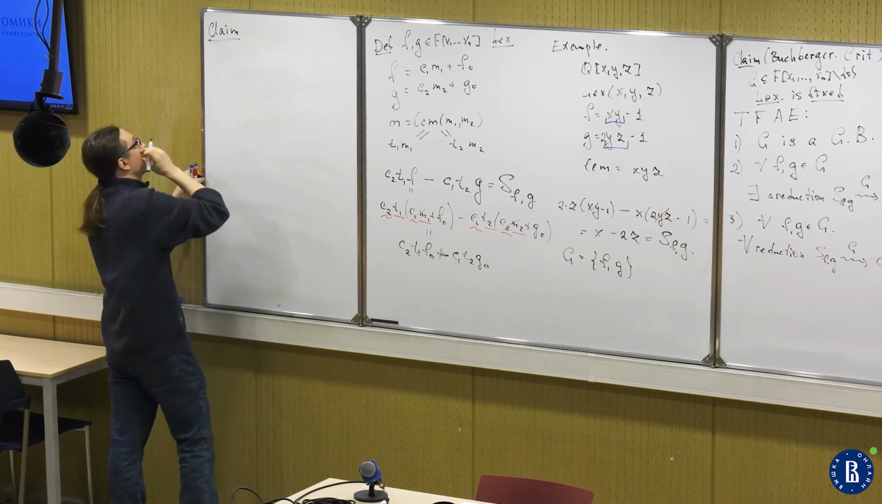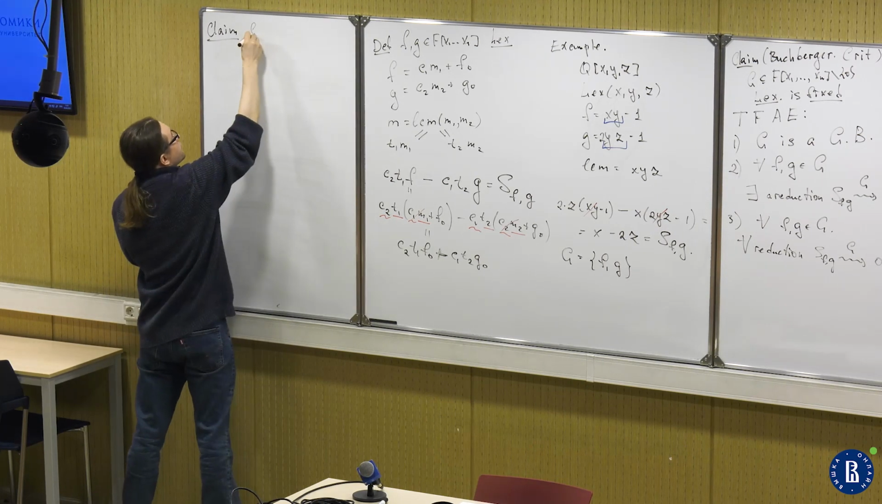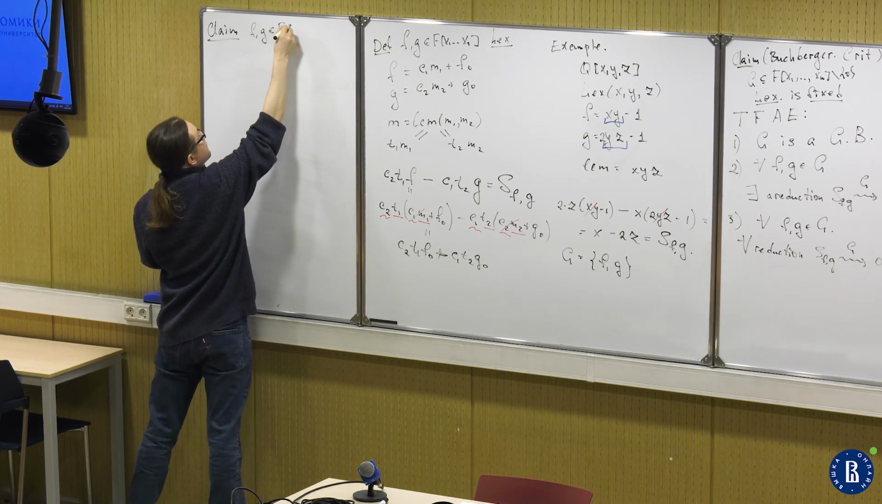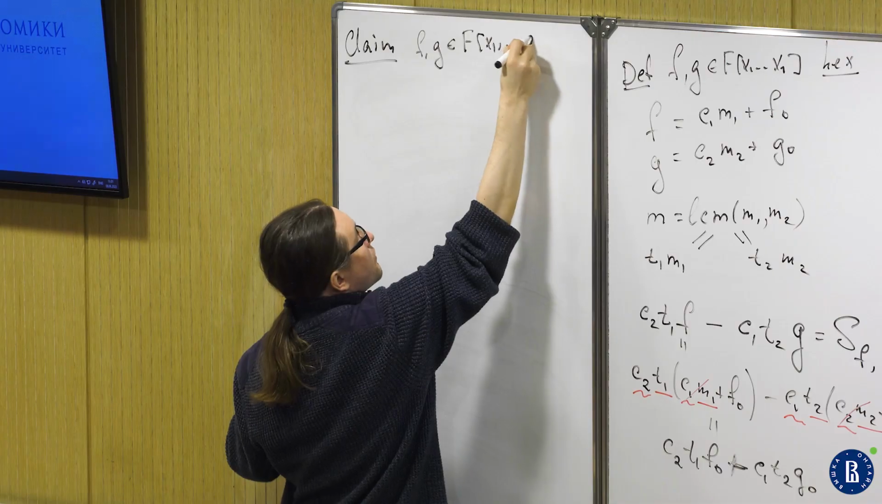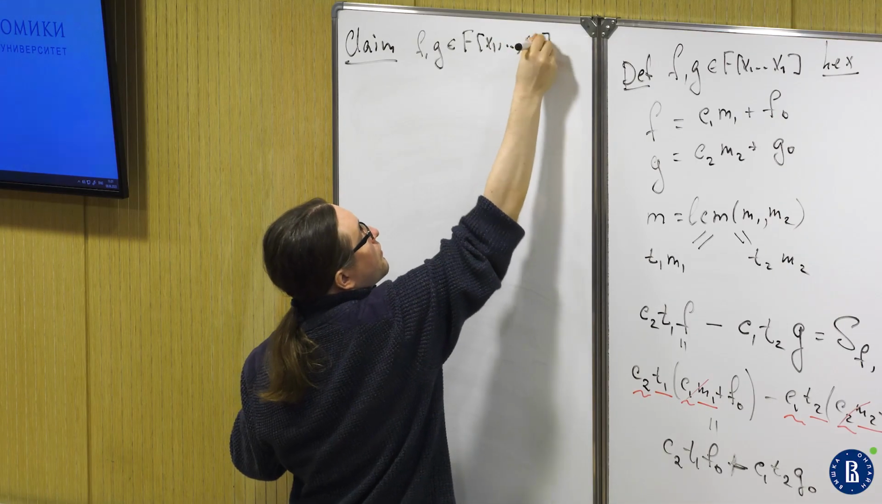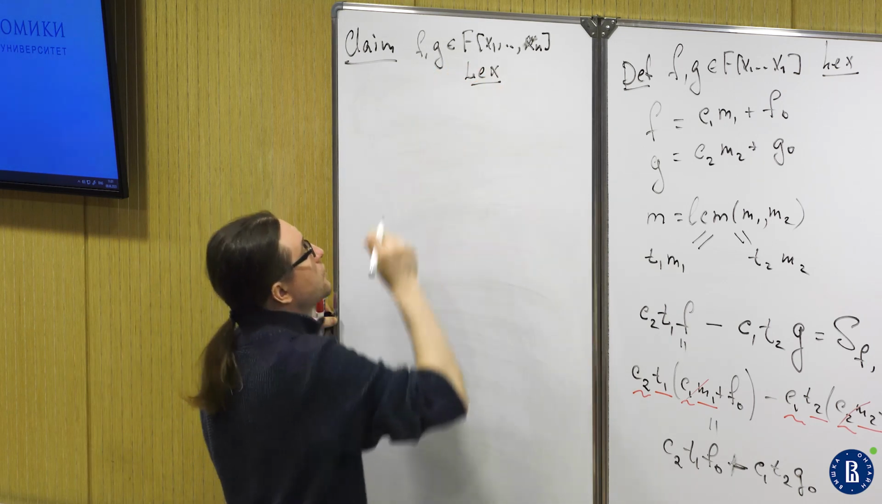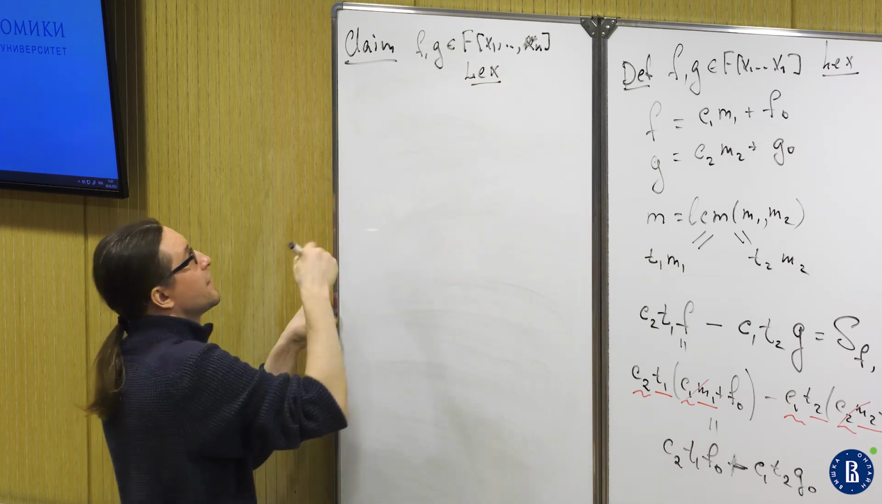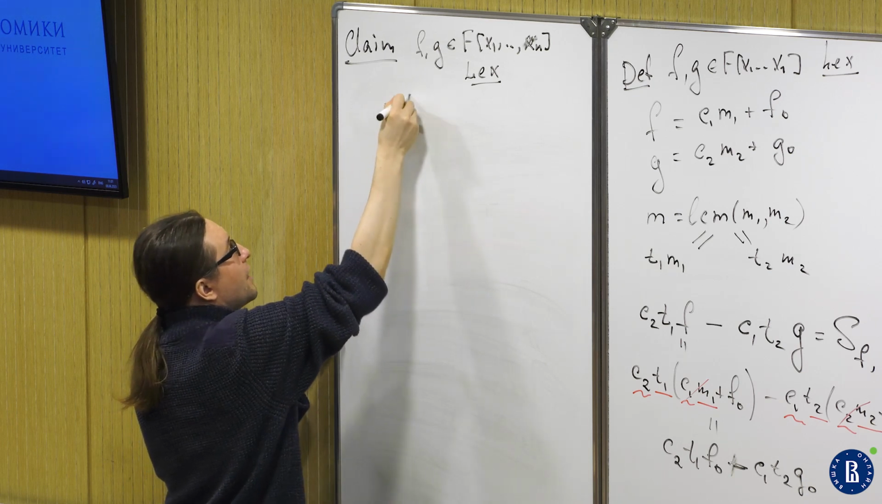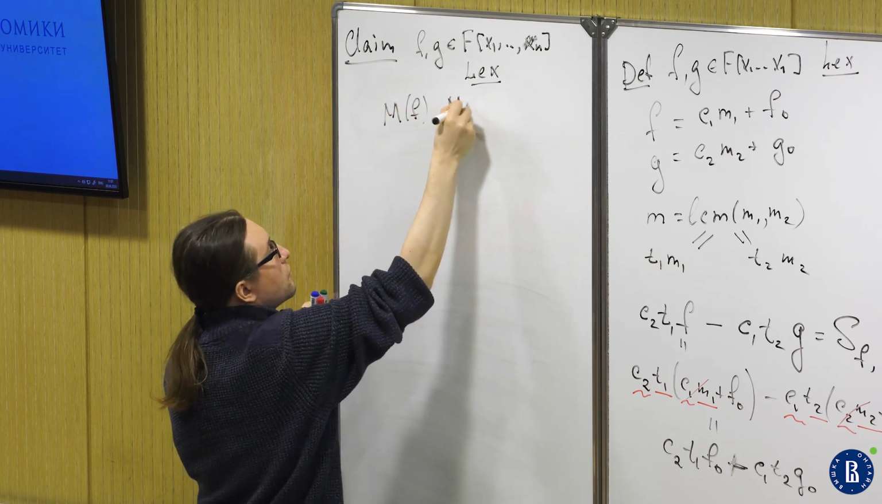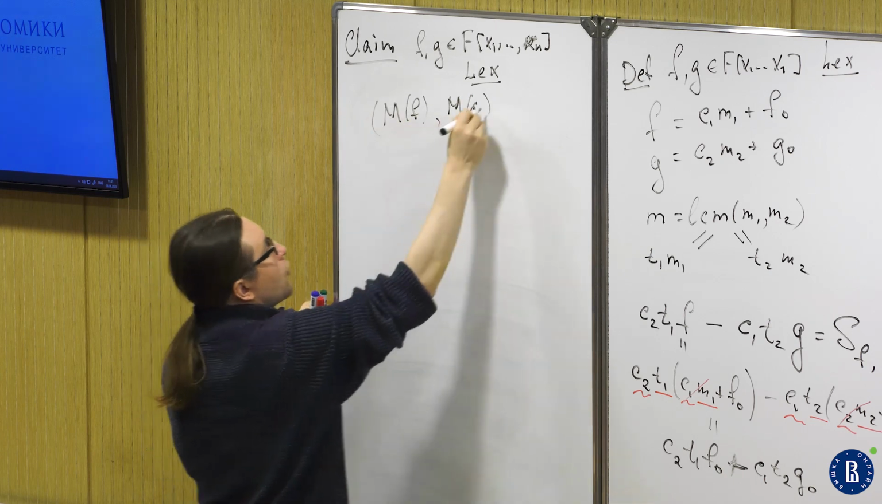The claim. So suppose we have two polynomials, f and g. Lexicographical ordering is fixed. Now, suppose that the leading monomial of f and the leading monomial of g are coprime.